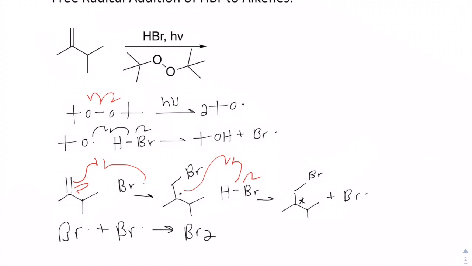So whenever we see HBr in the presence of peroxides, we would expect anti-Markovnikov addition of that bromine to that pi bond, so the less substituted side. And don't forget, you are racemic at that position.